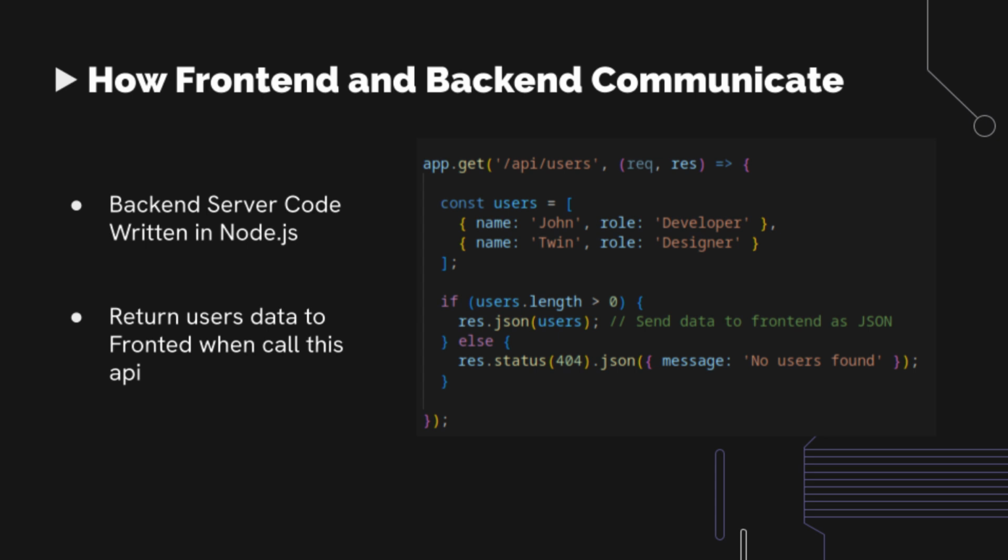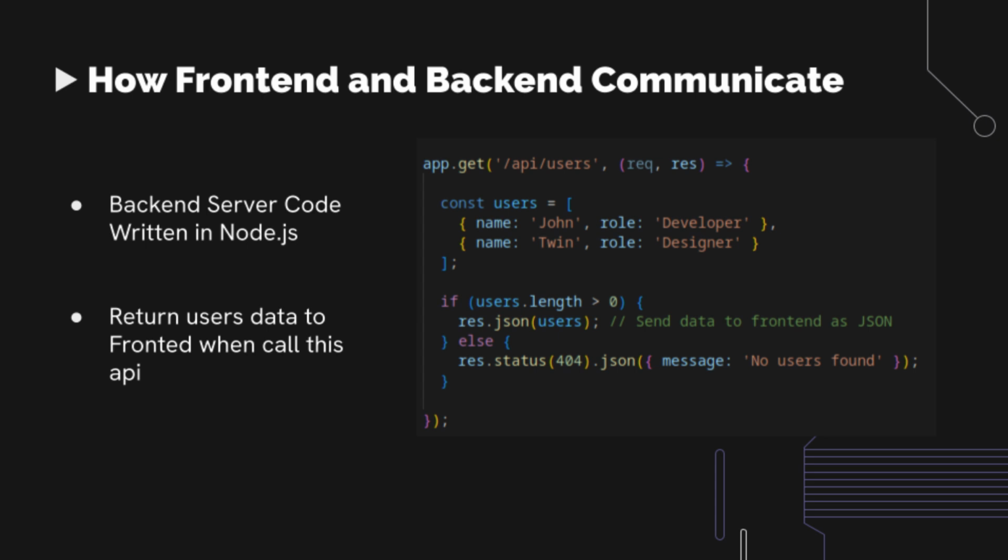Now let me show you what a real API code snippet looks like on the backend server. This example is written in the Node.js server-side language with the Express.js framework. Node.js uses the same syntax as JavaScript. It can also be written in other languages like Python and PHP, each with their own framework.